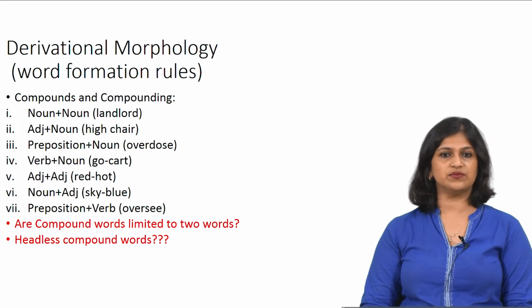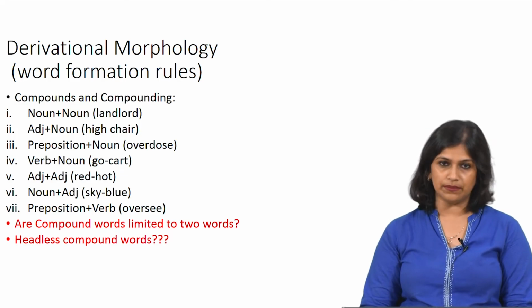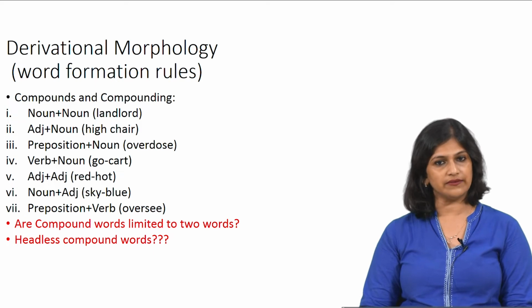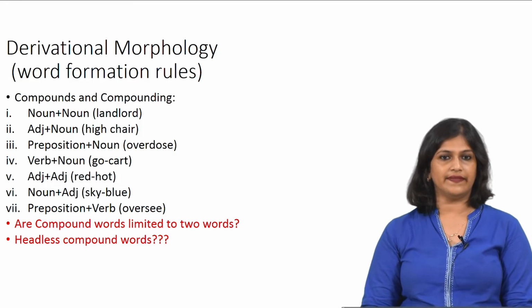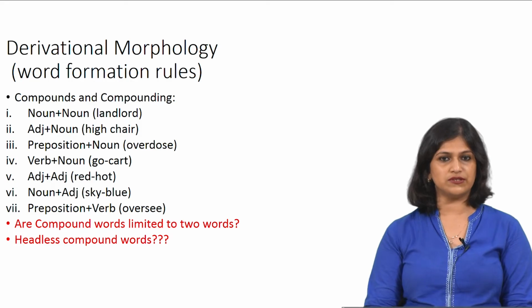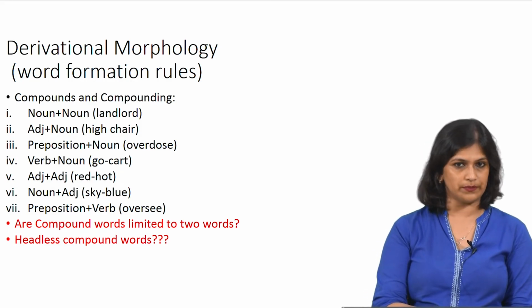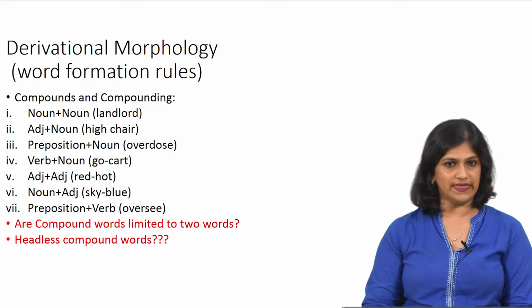Similar is the case with adjective and noun. The example is high chair. What is the adjective here? Can you help me to find out? The adjective should be high, and what is the noun? The noun should be chair. And then the third combination is preposition plus noun. So, when you have a preposition plus noun, over is the preposition here and those is the noun.